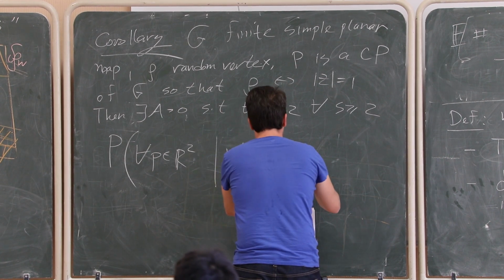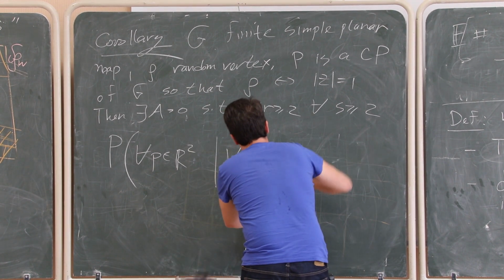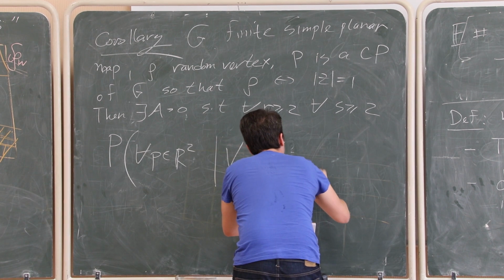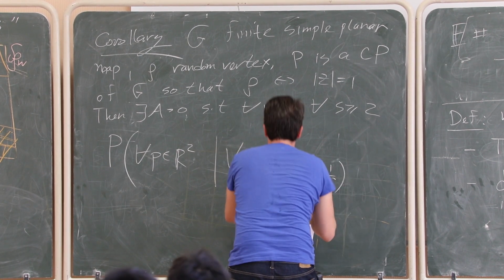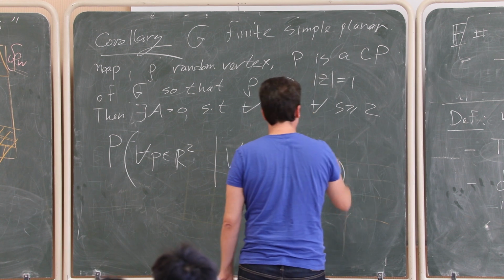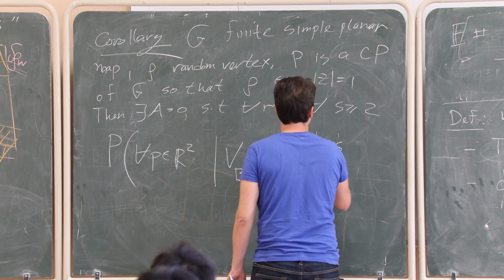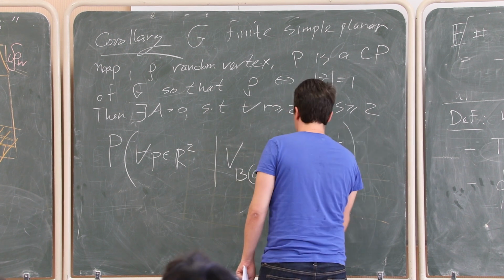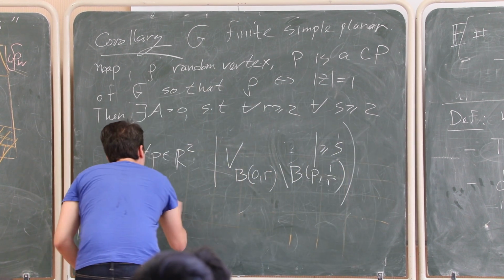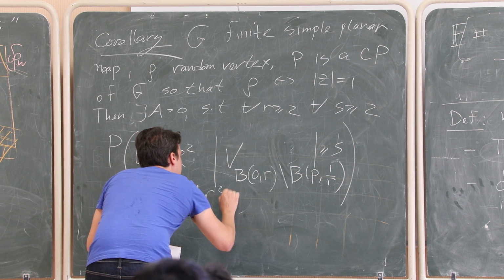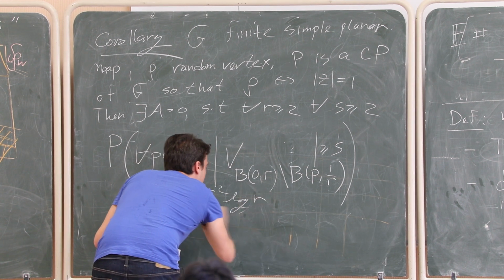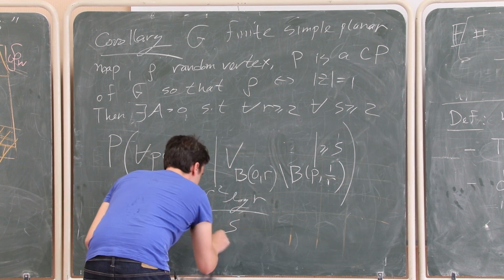Once I remove any other set, B(p, 1/r), the probability that I see here a set that contains more than s points is going to be small. How small? It's just going to be a r squared log of r divided by s.